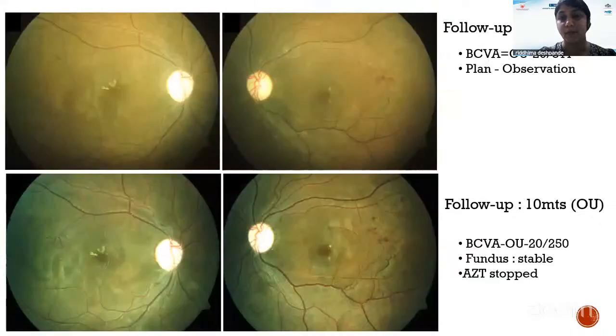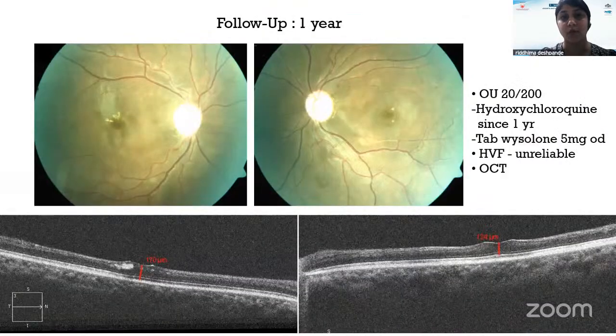Then again, from 7 months to 10 months, the fundus appears better. There is a slight improvement in visual acuity to 20/50. At 10 months, since the disease was in remission and there were no relapses so far, azathioprine was stopped by the rheumatologist. And then this was the final 1 year follow-up of the patient. Visual acuity was 20/200. There is partial optic atrophy in both eyes.